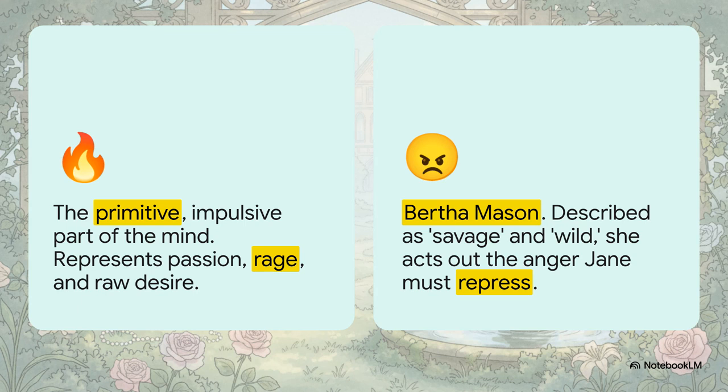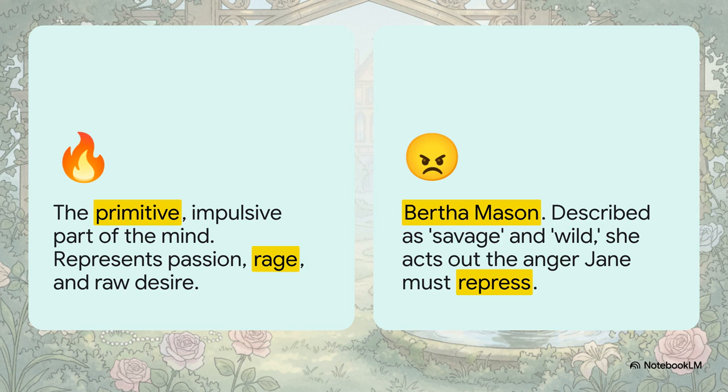First up, the id. So the id is that raw, primal, instinctual part of us, right? It's all about passion, rage, desire, with zero thought for the consequences. And in this novel, the id isn't just a concept, it has a name: Bertha Mason. She's the one locked away in the attic, and she is literally everything a proper Victorian lady like Jane is forced to push down and repress.